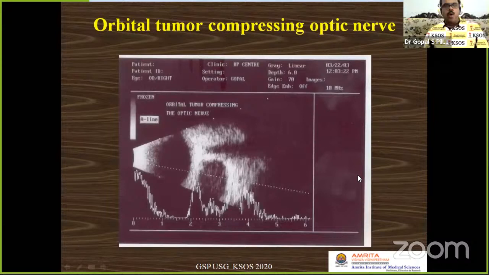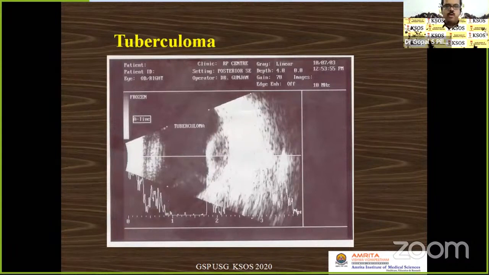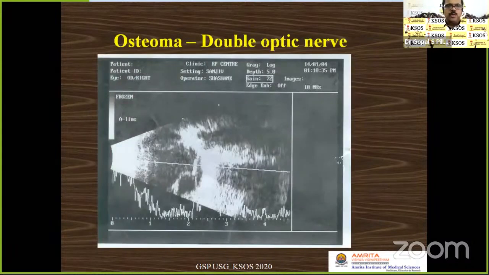Okay, sometimes you can pick up orbital tumors. If the frequency that we use is slightly lowered, you can penetrate into the orbit very clearly and see orbital tumors which are compressing the optic nerve. And tuberculoma, choroidal abscess, all these things can be made out. This is a case of osteoma. Osteoma is a very thick bone-like tumor in which it looks like you are seeing a double optic nerve. Like this is the normal optic nerve, and this is the osteoma with the subretinal fluid. And you can see here also there is an orbital shadowing because of the calcium within the osteoma.